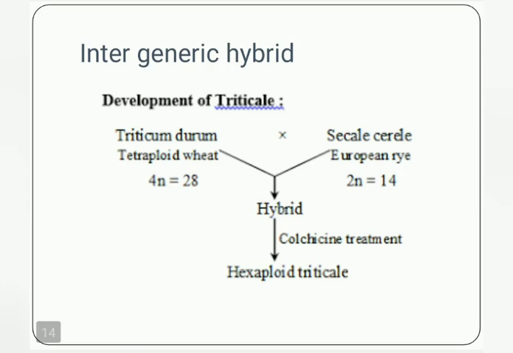And distant hybridization or interspecific hybridization is often carried out for specific purposes. For example, if we want to transfer a desirable character which is not available within the same species, we go for interspecific hybridization. It is often used to transfer desirable genes from wild relatives to cultivated plants. Similarly, it is often preferred in some vegetatively propagated species like sugarcane and potato.